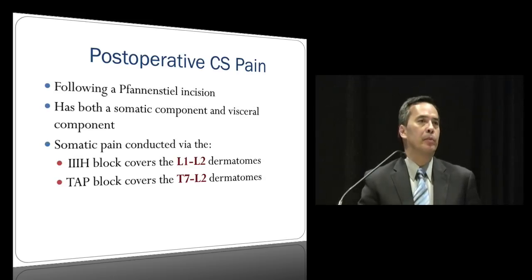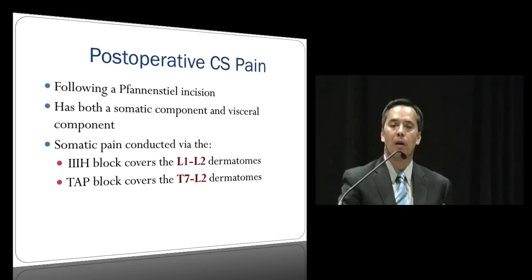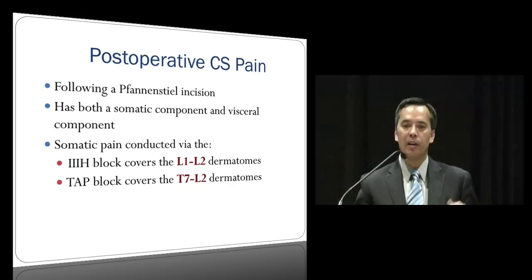Okay, so what about postoperative cesarean section pain? Following a Pfannenstiel incision, it has both a somatic and also a visceral component. The somatic pain is conducted via the ilioinguinal and iliohypogastric nerves. The ilioinguinal iliohypogastric block will cover only the L1 and L2 dermatomes, whereas the TAP block has a bigger area of coverage, between the T7 and L2 dermatomes.